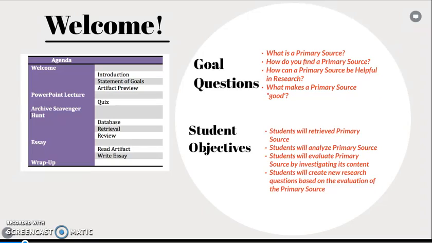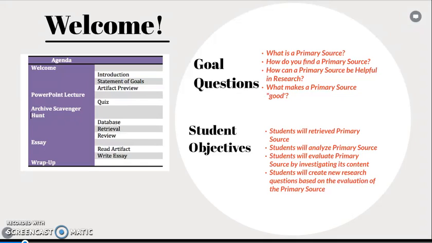We'll start with our goal questions. I'll be asking you questions, so feel free to raise your hand and answer. What is a primary source? How do you find a primary source? How can a primary source be helpful in research? And what makes a good primary source?